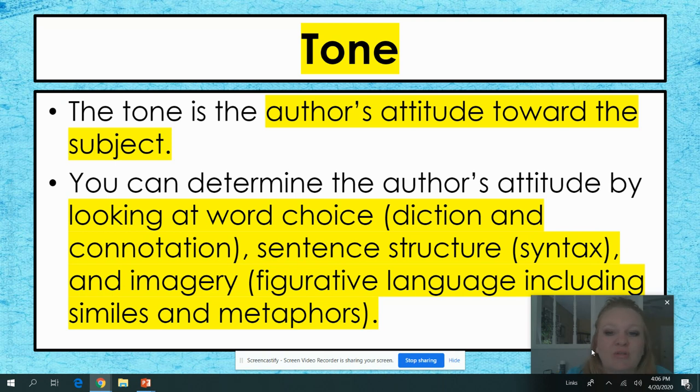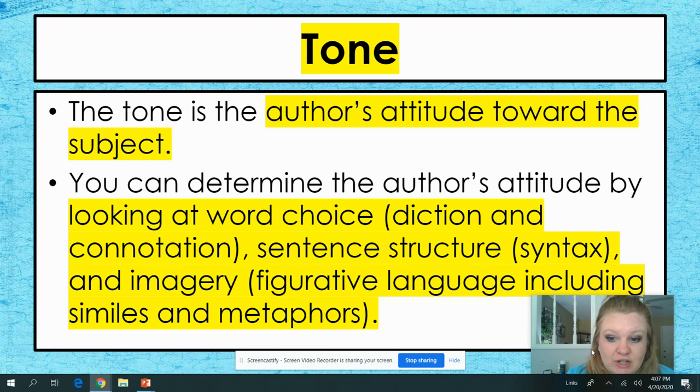Tone. So we talked about speaker, occasion, audience, purpose. The T is tone. The tone is the author's attitude toward the subject. We've already talked about what tone means. So we can determine what the tone is of the speaker. So maybe they're being passionate, maybe they're angry, maybe they're inspired themselves, maybe they're straightforward. We can determine the tone by looking at the word choice. And word choice is diction and connotation, which we'll talk about more in just a second.